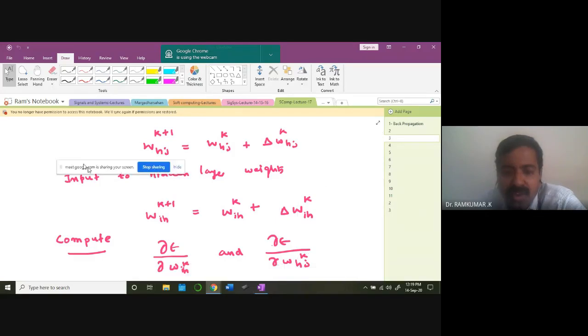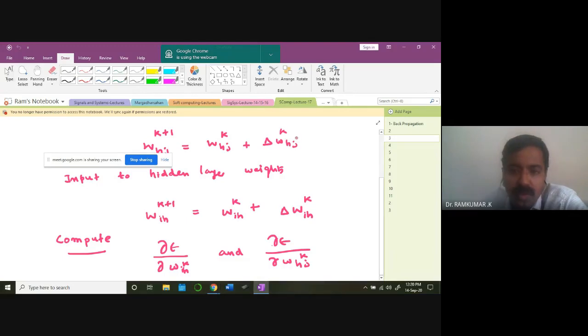So what are we interested in computing? We are interested in computing these two deltas. The problem is to compute these two. This entire derivation will be about dou E by dou WIH at K and dou E by dou WHJ at K. So far, anything you want me to repeat? You understood what we are trying to do? We are interested in updating both the weights, WIH at K plus 1 and WHJ at K plus 1. Got it?